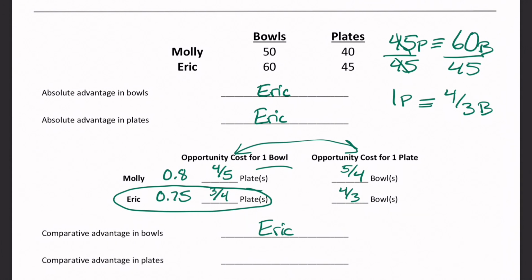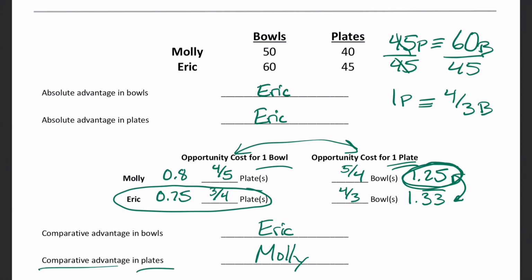Again, I think this one will help us a little bit better if we simplify this into decimal form. I like doing the fractions just because it's easier to see those reciprocals. But we know 5/4 is 1.25. We know that 4/3 is 1.3 repeating. Who can produce one plate and give up fewer bowls in the process? Well, guys, 1.25 is less than 1.33. Therefore, Molly has the comparative advantage in the production of plates because she can produce a plate and give up fewer bowls in the process.